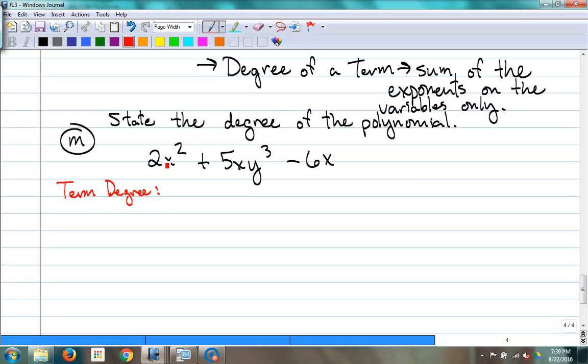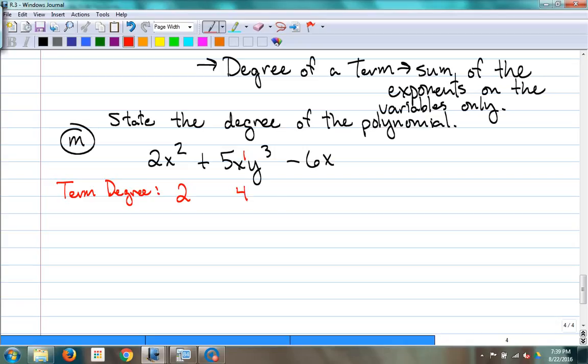The first term, its degree is 2. The degree of the second term, there's two variables, right? There's an x. What's the exponent on that x? It's a 1. And there's a y to the third. The degree of that term is the sum of those exponents. 3 plus 1 would be 4.